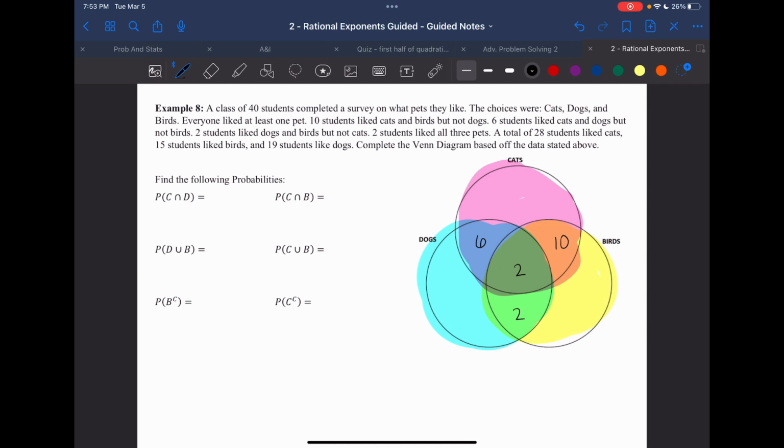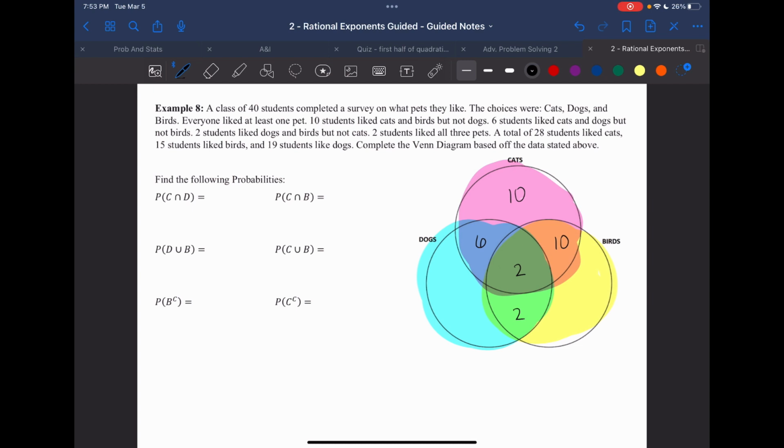All right, so now we're going to go ahead and figure out the rest of the pieces, because it does tell us a total of 28 students liked cats overall. Right now, out of that 28, 6, 2, and 10 are overlapping with the other pets. So we're going to take 28 minus 6 minus 2 minus 10 to get 10 remaining kids liking only cats. And then we're going to do that for birds and dogs.